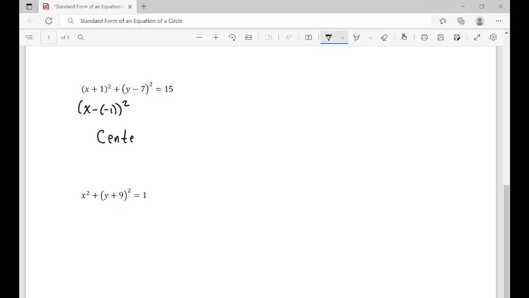So the center here is going to be −1, and since this is a minus 7, we can just do the opposite sign and call this a +7. Whichever way you understand it best. And the radius, again, is the square root of this. In this case, the square root of 15 doesn't break down, so we can just say that the radius is the square root of 15.